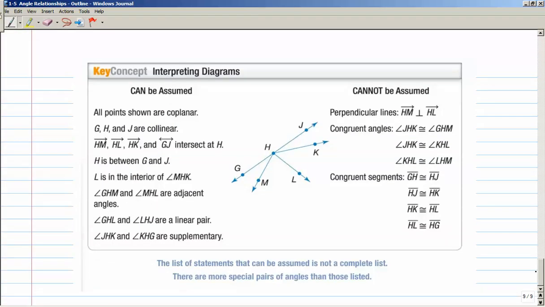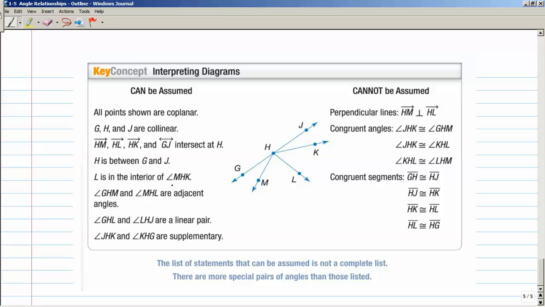And the last thing we're going to take a look at is this little chart right out of your textbook called Interpreting Diagrams. One thing in geometry is it's easy to look at a picture and make certain assumptions. So I could look at this picture and say, oh, it sure looks like angle JHL is a right angle because it looks pretty close to 90 degrees. But you cannot assume that because there's not a little box in here. I could also say it looks like segment HJ is congruent to segment HK. But I can't say that because it's not marked with those little pink slash marks.